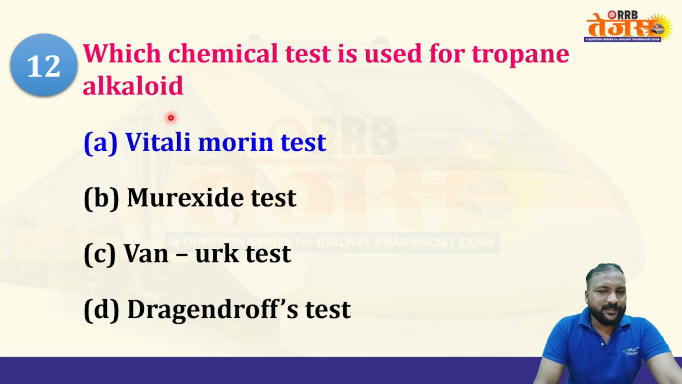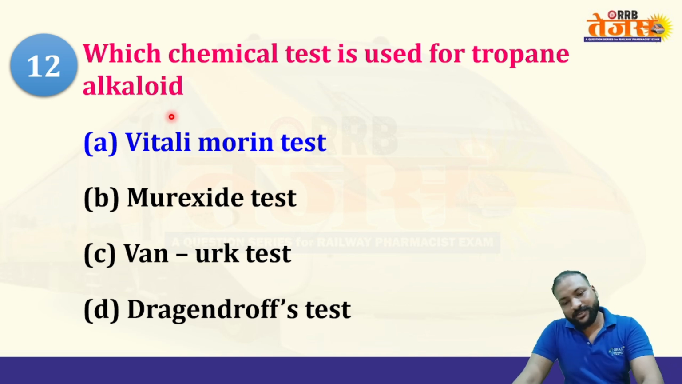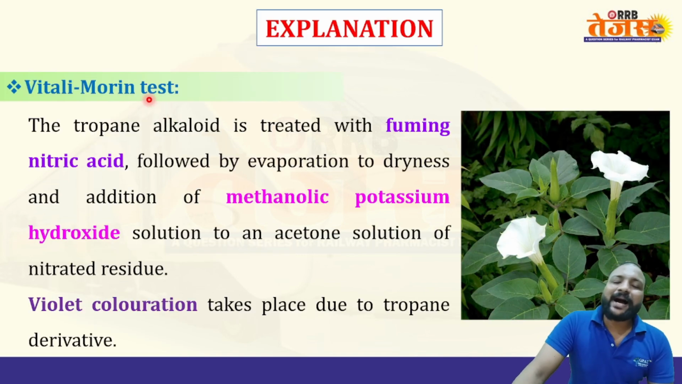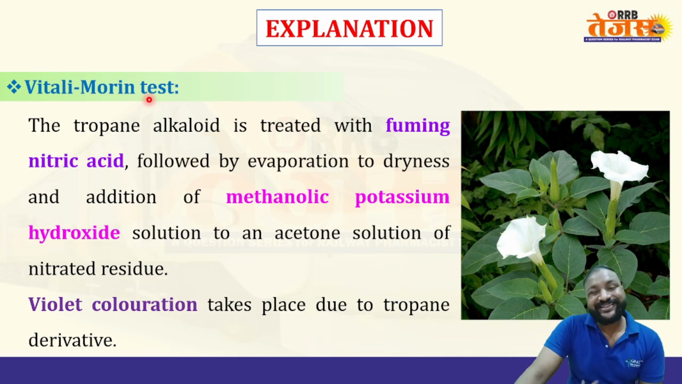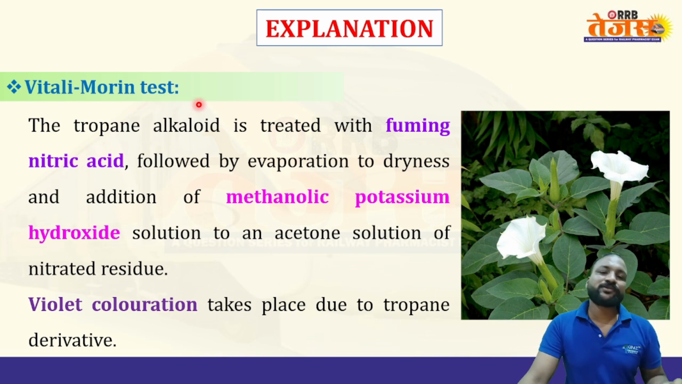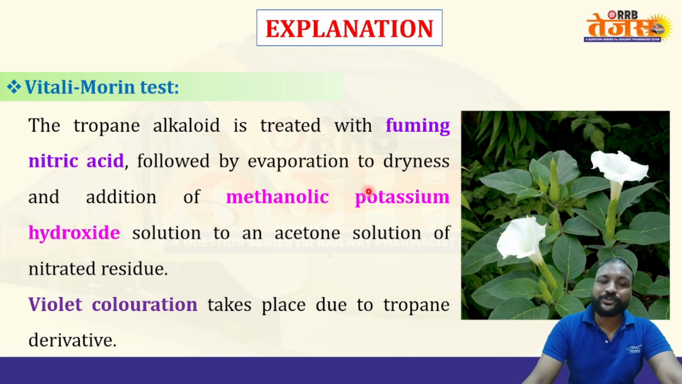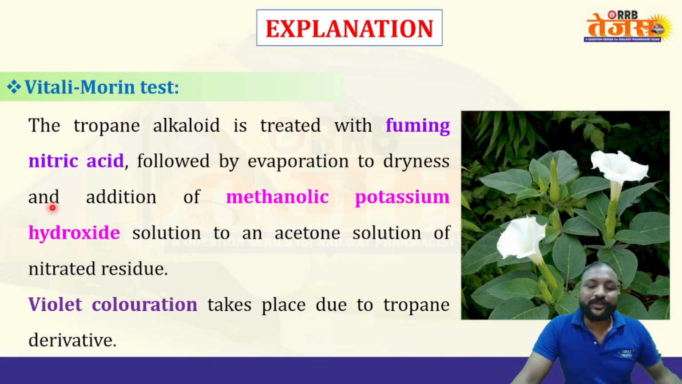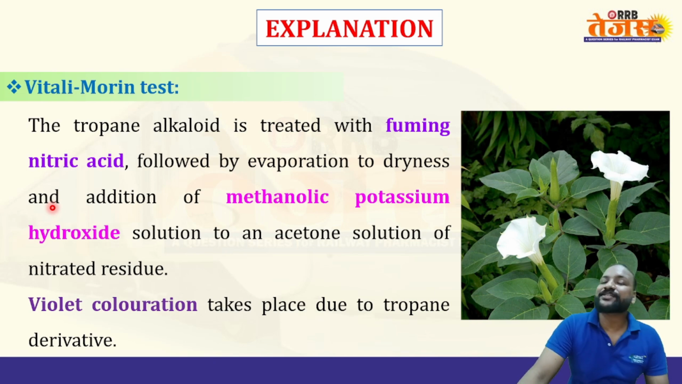So let us check the right answer. Undoubtedly, Vitali-Morin test. For the identification of tropane alkaloids, alkaloids containing a tropane nucleus, maybe tropane, hyoscyamine, L-hyoscyamine, all these are tested by means of the Vitali-Morin test. When the tropane alkaloid is treated with fuming nitric acid, followed by evaporation to dryness and addition of methanolic KOH solution to the acetone solution of the nitrite residue, violet coloration takes place.